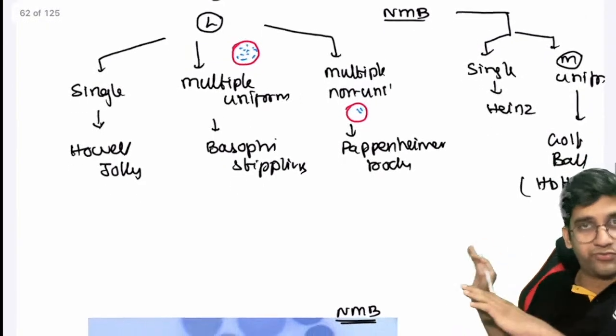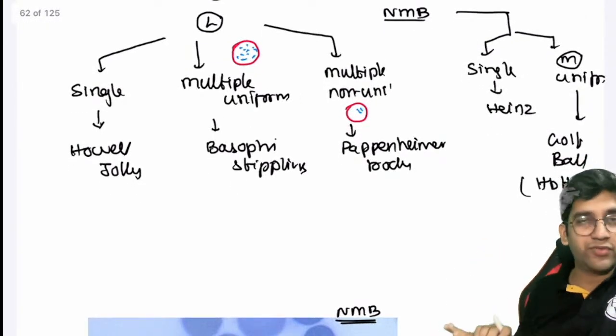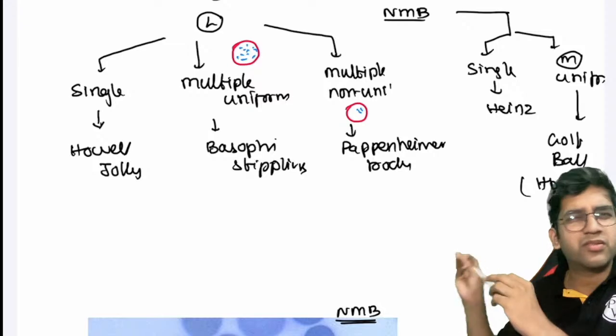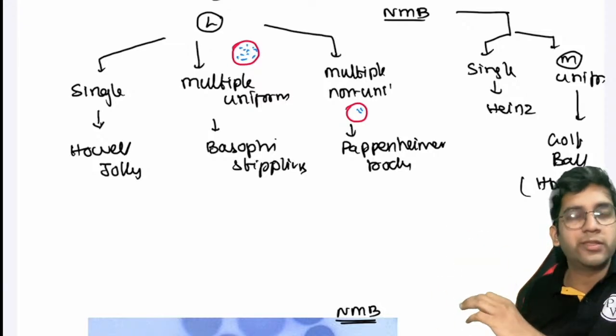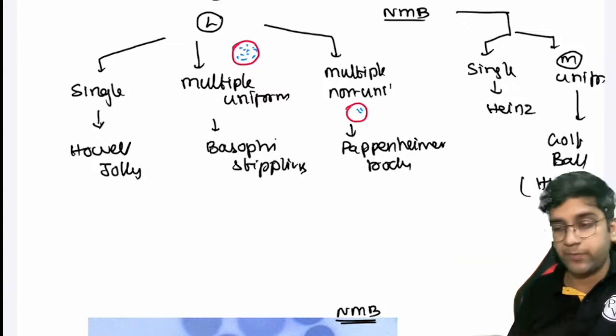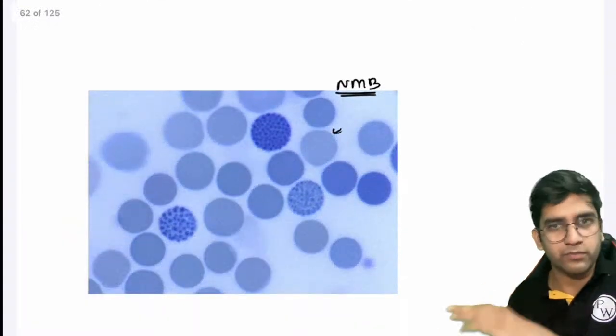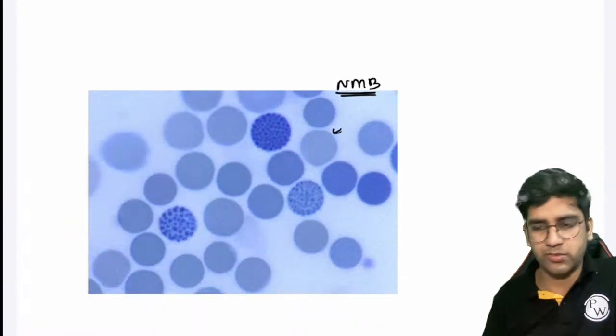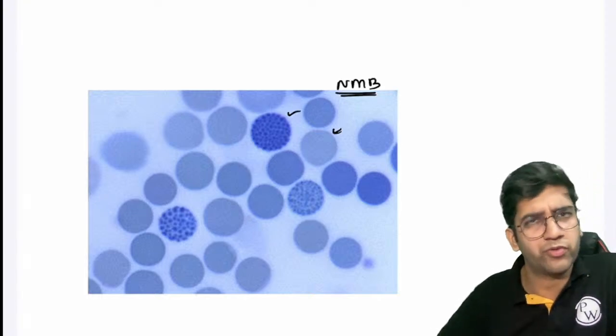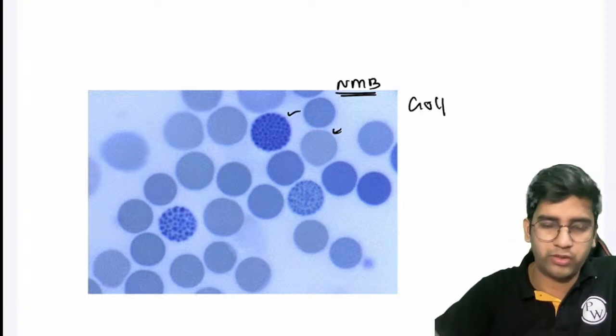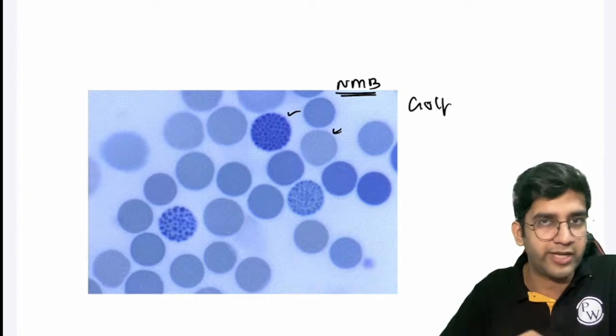This flowchart is enough. Take a screenshot of it, have it with you, read the day before the exam, just 5 minutes, and look at all the images. You will never ever make a mistake, right? Leishman or new methylene blue? New methylene blue. Single or multiple? Multiple. Uniform or not uniform? Uniform. That's your golf ball inclusion. It's very, very simple to diagnose, right?